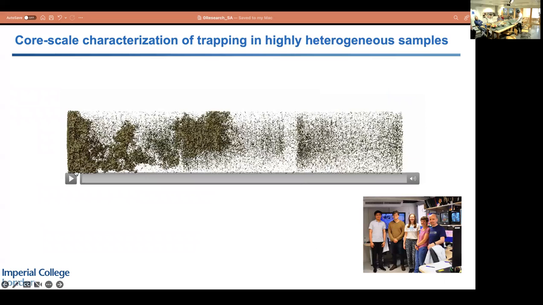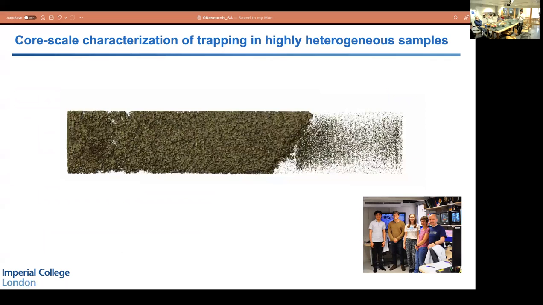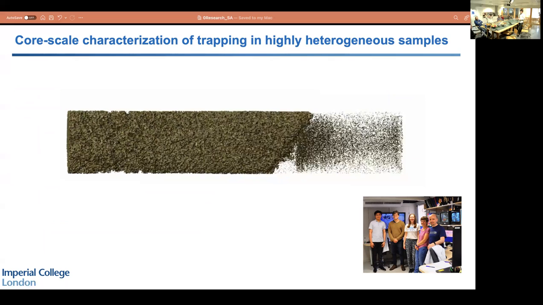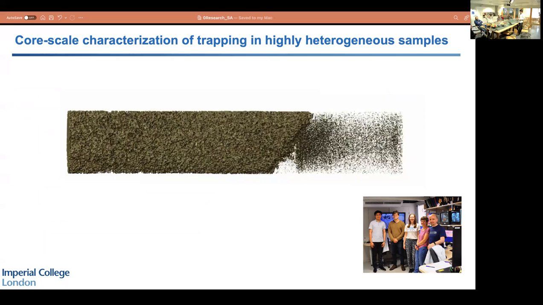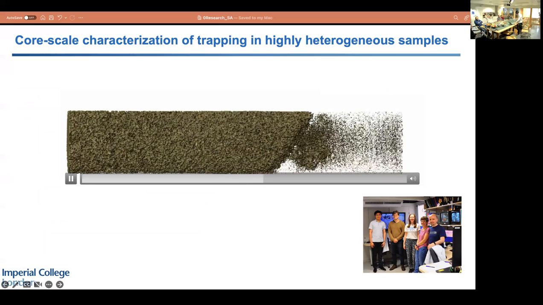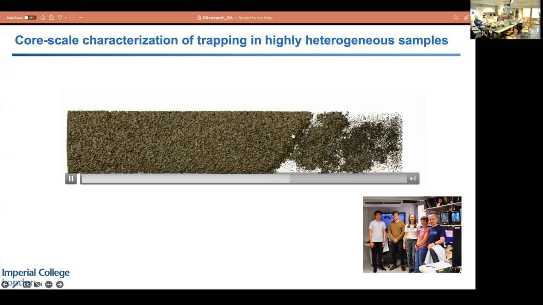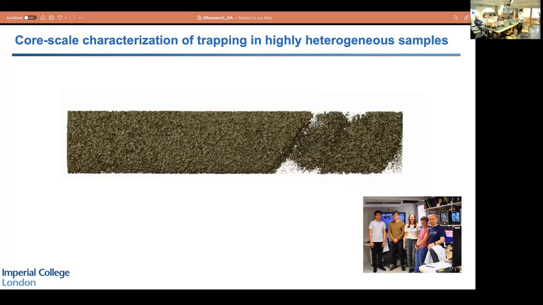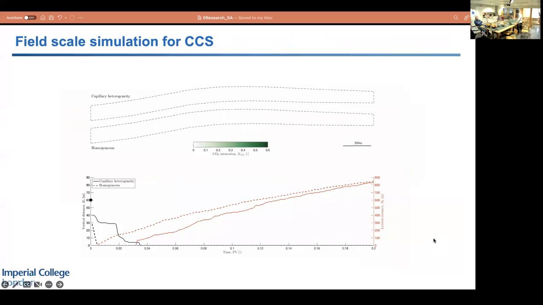Also, for core scale simulation, we did some experiments to investigate how the heterogeneity of the geometry and the capillary heterogeneity affect the trapping. This is what we did using the synchrotron, the ESRF, recently, and you can see here, when we inject the nitrogen, it cannot break through, and when it reaches a state, how it breaks through, how the capillary trapping happens in this area. This is what we investigate, and this is the team at the ESRF.